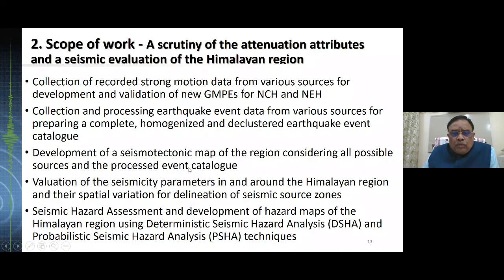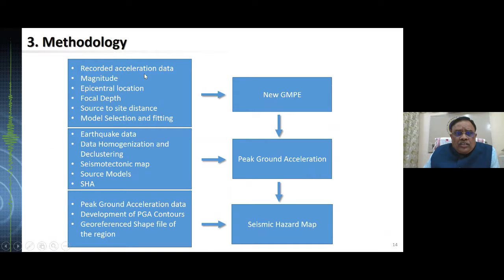The methodology we have adopted is shown in the next slide. We recorded acceleration data, magnitude, and epicenter location for developing a new GMPE, along with source to site distance, model selection and fitting. Then we use the earthquake data, data homogenization and the seismotectonic map, and do the seismic hazard analysis using both deterministic and probabilistic approaches to develop peak ground acceleration. Once peak acceleration data is available, we develop PGA contours and a georeferenced shape file of the region, and then develop the seismic hazard map for the North Central Himalayas and Northeast Himalayas. This is the whole methodology we have adopted.